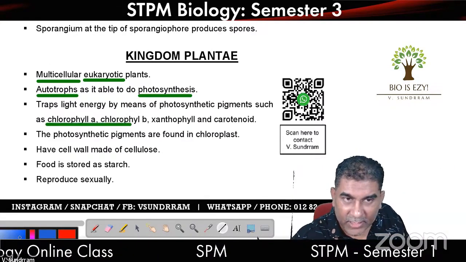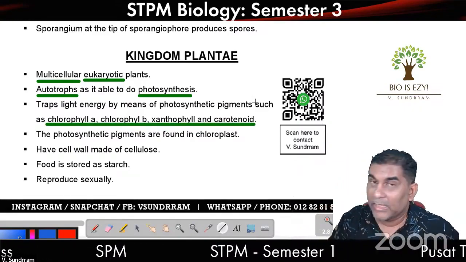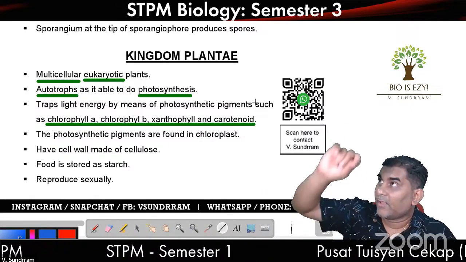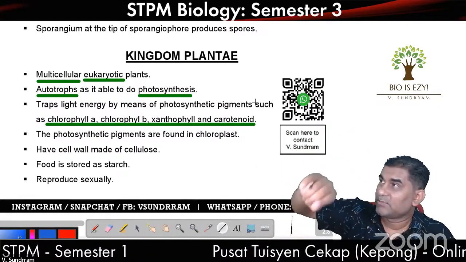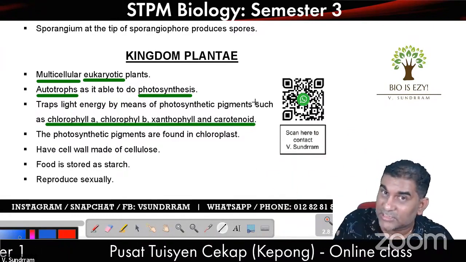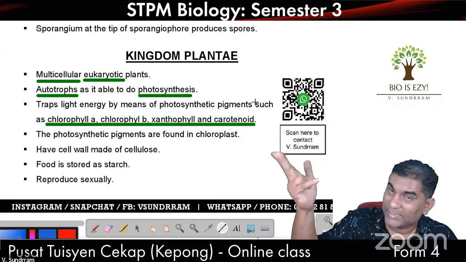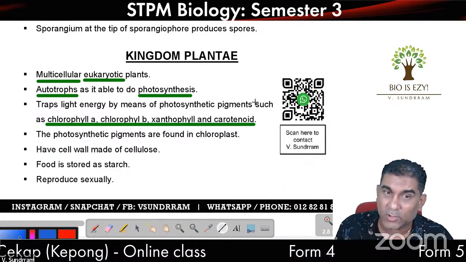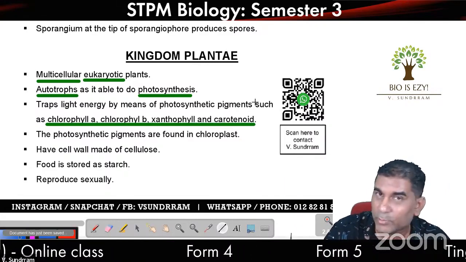They have chlorophyll A, B, xanthophyll, carotenoid, everything you learned in semester 1 under light dependent reaction. Phaeophytin transfers to plastoquinone, cytochrome b6f, then plastocyanin, and then the sequence. Photosynthetic pigments got 5 names: chlorophyll A, chlorophyll B, xanthophyll, carotenoid. There is one more, phaeophytin. Semester 1 you learned. The phaeophytin is also an electron carrier, so that's why we didn't put it here.